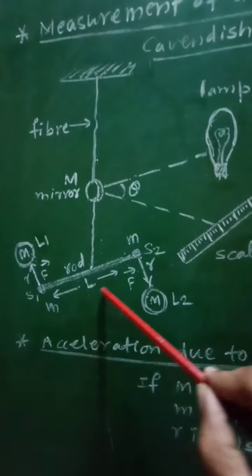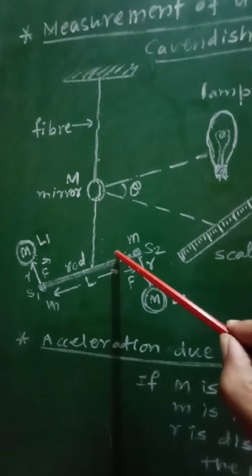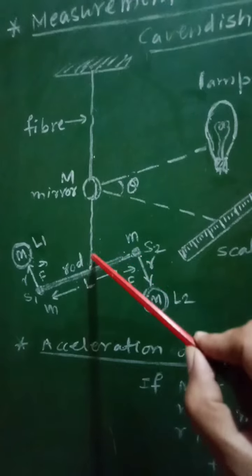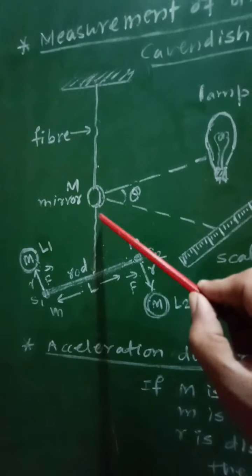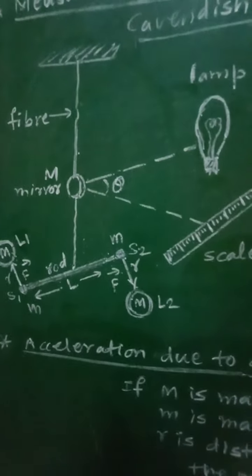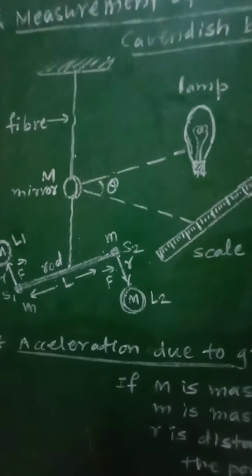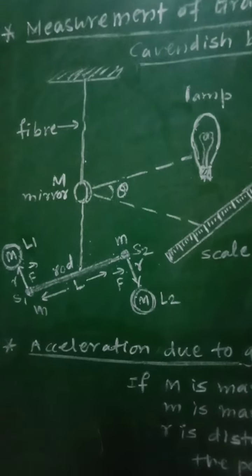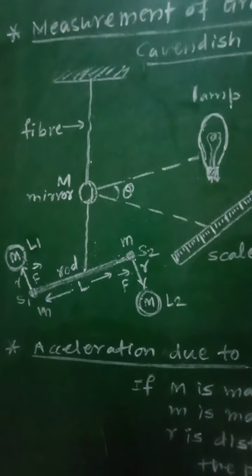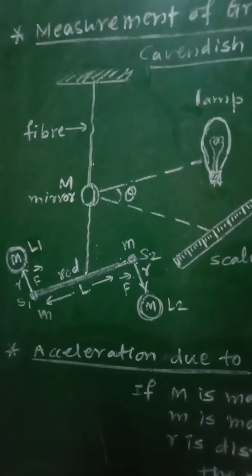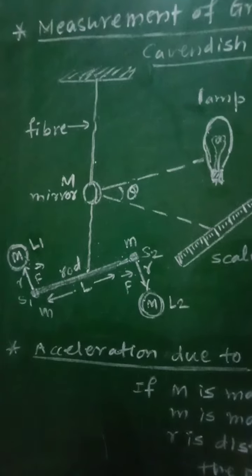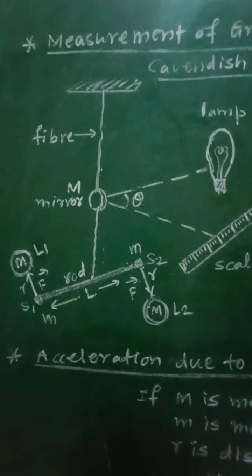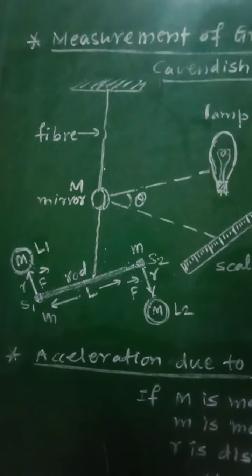Now the deflecting torque will be due to the turning of this rod, and the restoring torque will be due to the elastic property of this suspension fiber. So when the deflecting torque becomes equal to the restoring torque, at that time the rod will come to rest at a particular position, and that position of the rod is said to be the equilibrium position.